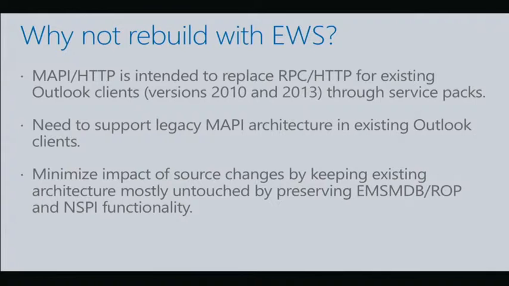So some might ask, why not rebuild with EWS? MapiHttp is more backwards thinking than it is forward thinking. We're looking to replace RPC over HTTP in the client for existing Outlook clients, so versions 2010 and 2013 through service pack updates.